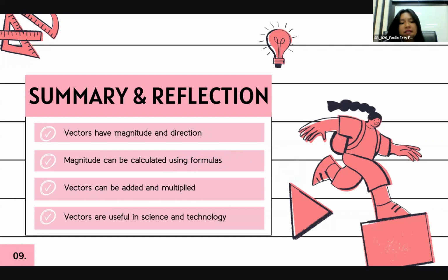Before we finish, let's review today's lesson. Today we learned that vectors have magnitude and direction. Magnitude can be calculated using formulas. Vectors can be added and multiplied. And last, vectors are useful in science and technology. Any questions?